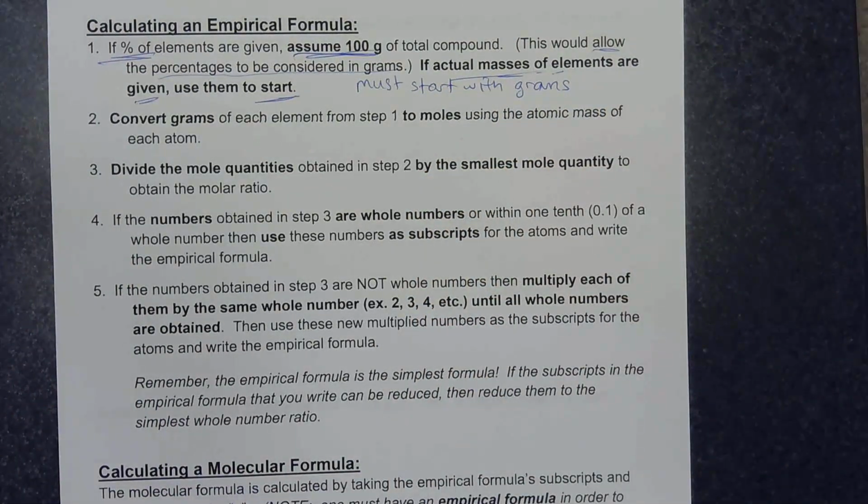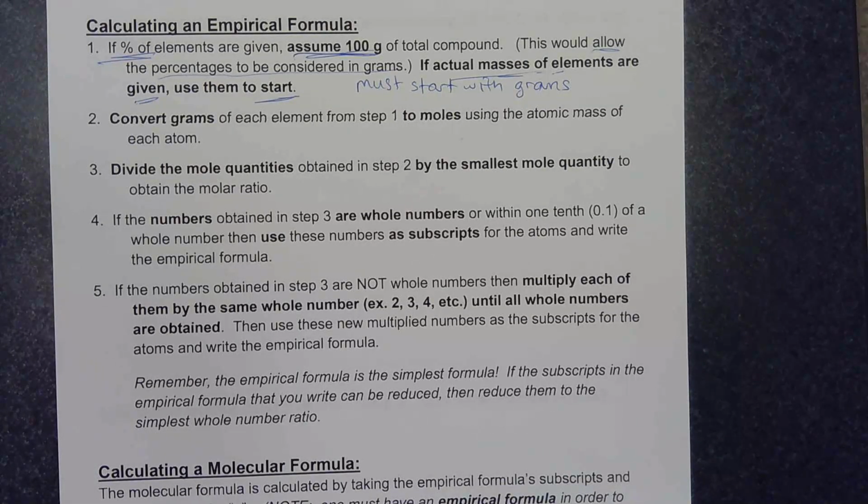And so then it tells you to convert grams of each element to moles. Do we know how to do that? Using what? Atomic mass. Good. And then it says divide the mole quantities obtained in the previous step by the smallest mole quantity, and that is how you're getting a mole ratio. That's what you're getting. You're getting a mole ratio.